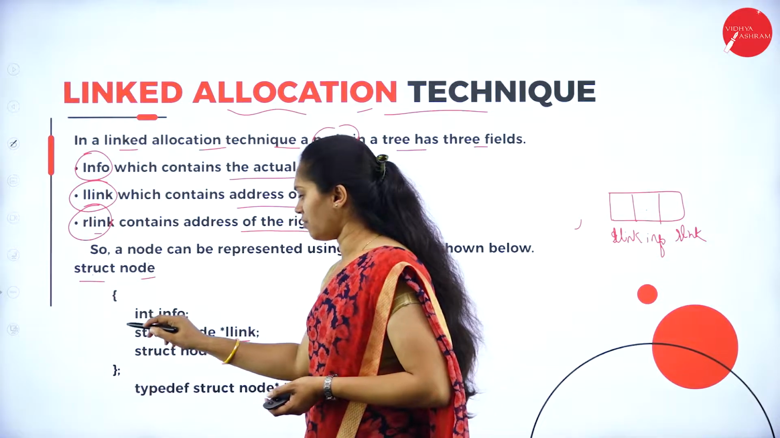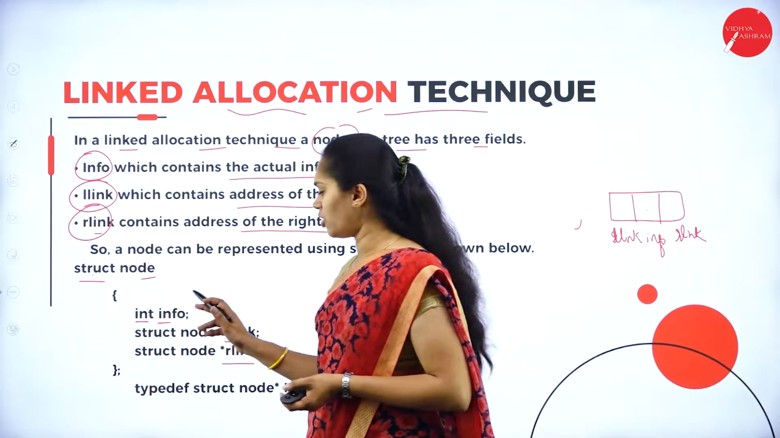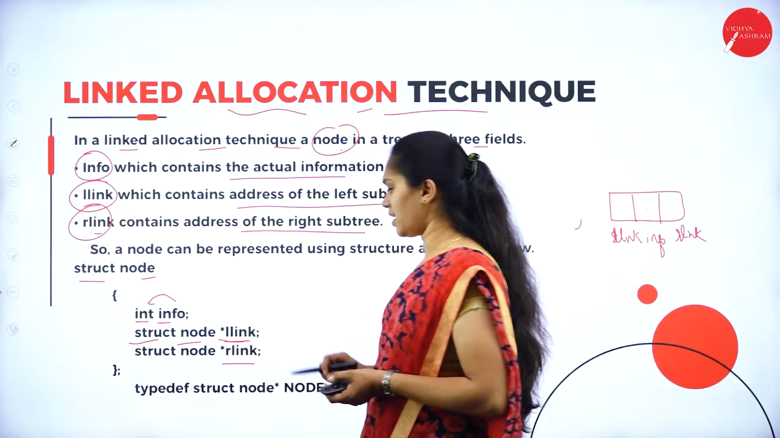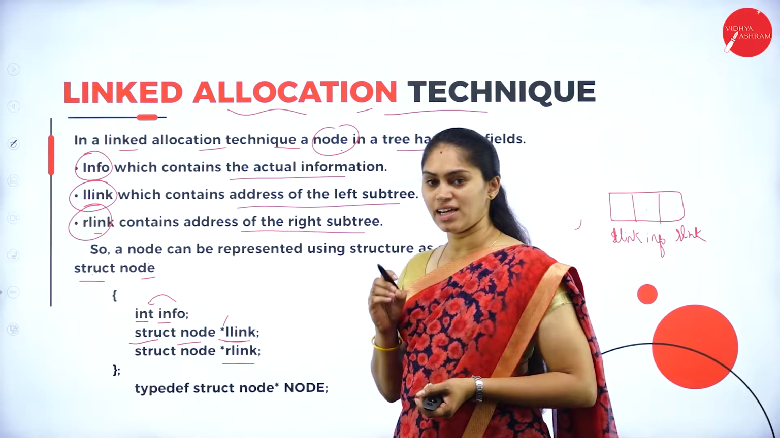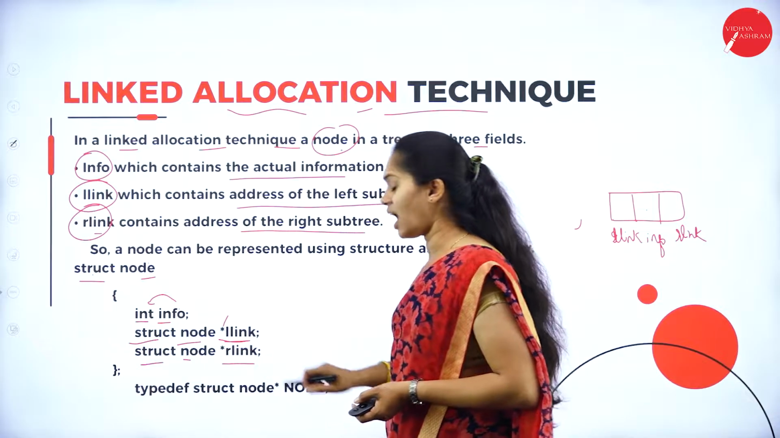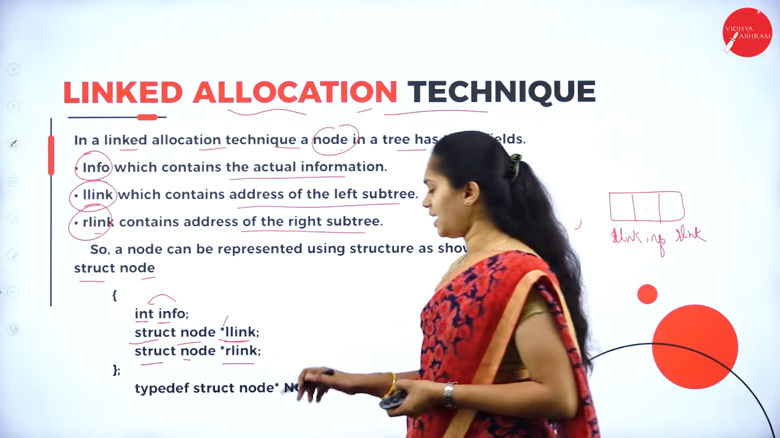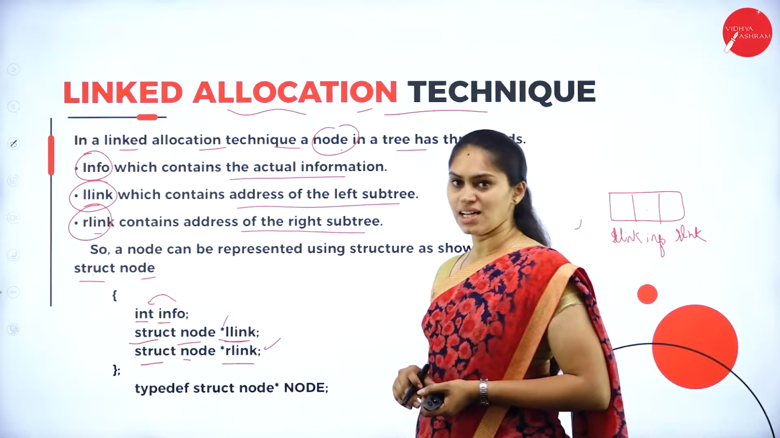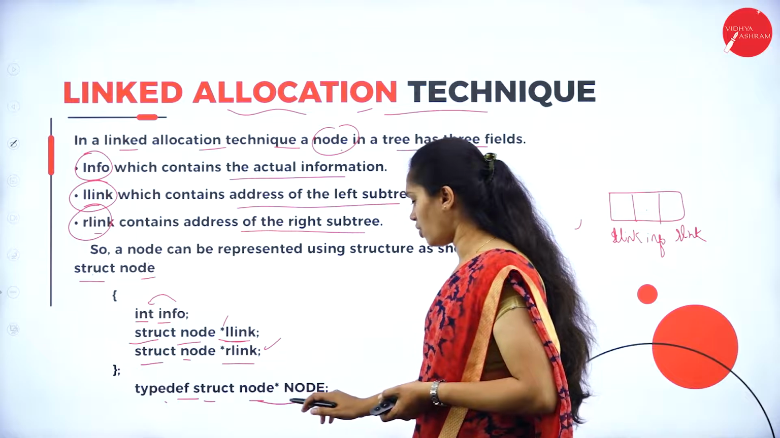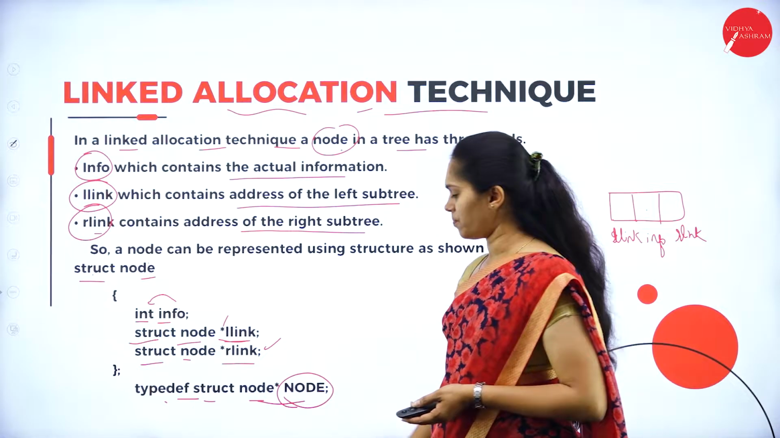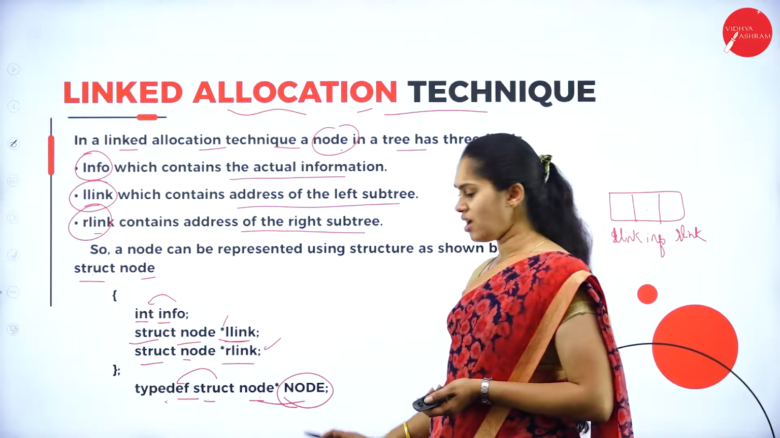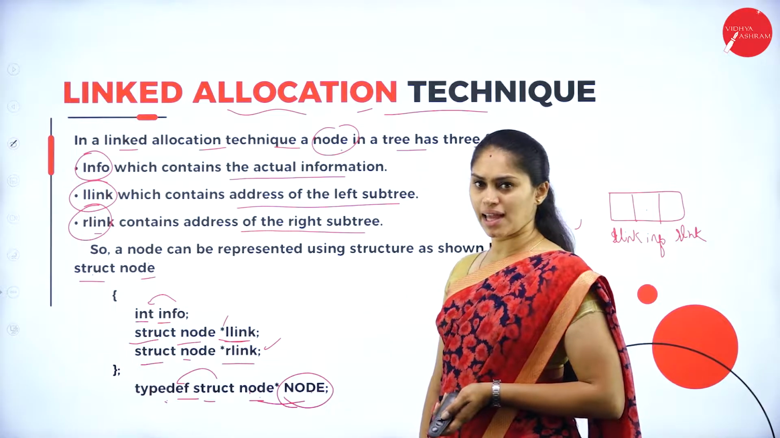Struct node, and we have an int info. I am creating a variable called info, which is of data type integer, and struct node star L link. Here we have a pointer variable that is going to hold the address of the left node, and struct node star R link, that is pointer variable R link. It is going to hold the address of this right subtree, and I can have any number of nodes for it. Typedef struct node, and we have a main node. That means we are creating an alias name here, that is, type definition we are giving to the node as this capital NODE.